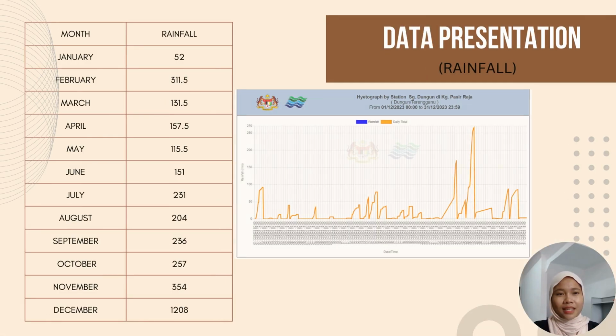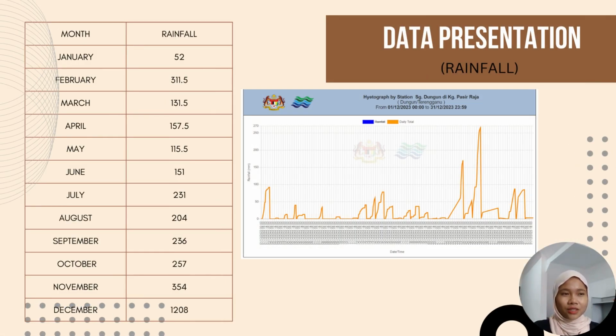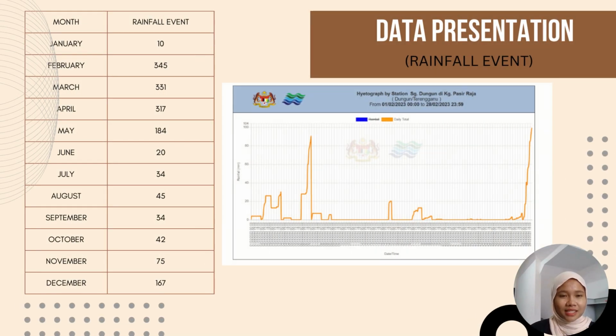Next, this is our data presentation for rainfall from January to December. As you can see in the slide, I also attached the highest rainfall for 2023, which is in December, 1,208. Then this is the data presentation for rainfall events. The highest rainfall event at station Sungai Dungun, Kampung Raja, is in February, which is 345. As you can see, I also attached the graph here.